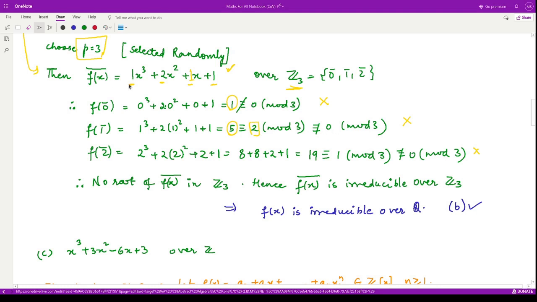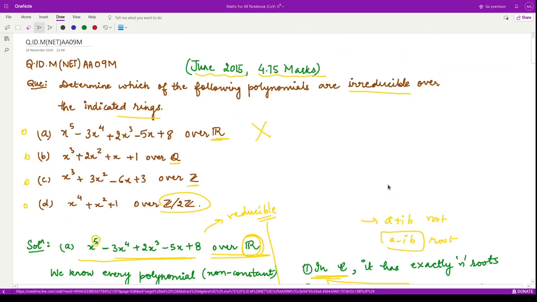As there is no root for this polynomial f bar of x in Z_3, by the above test it is irreducible over Z_3, and therefore the original polynomial f of x is also irreducible over the rationals. So this option is correct. Option B is the correct option.